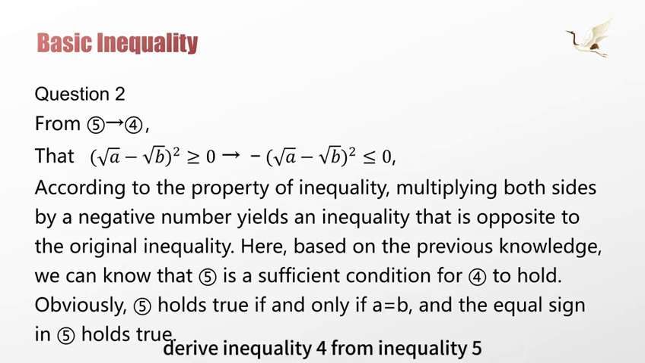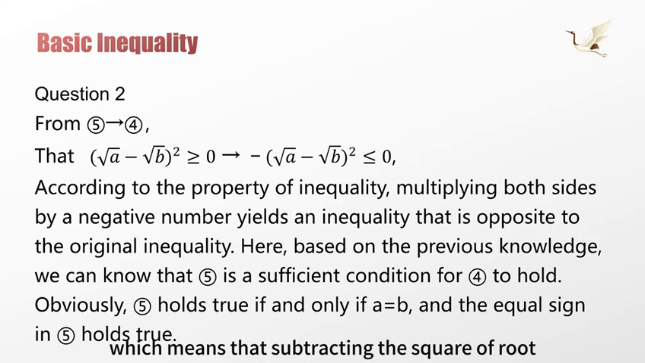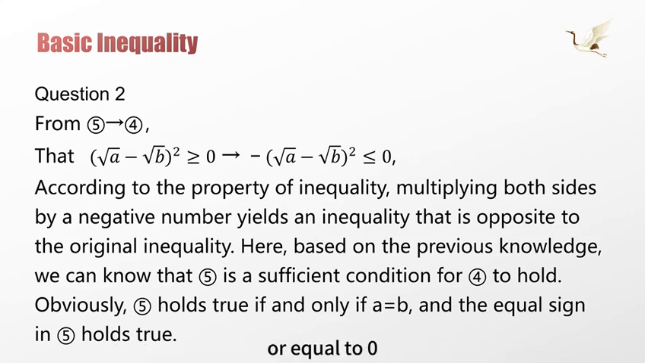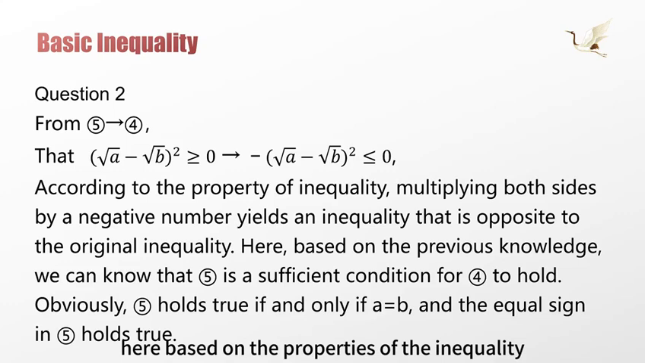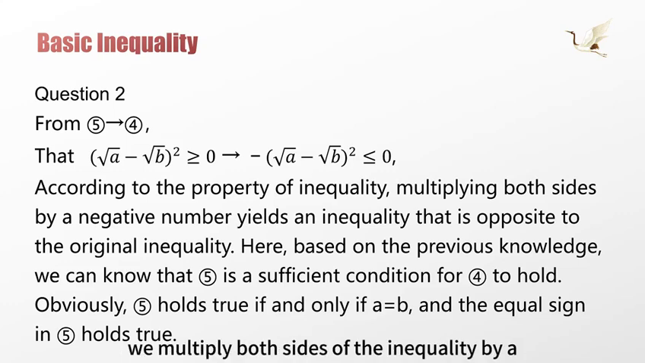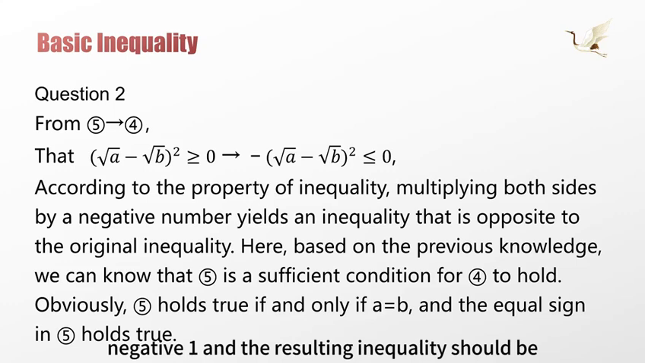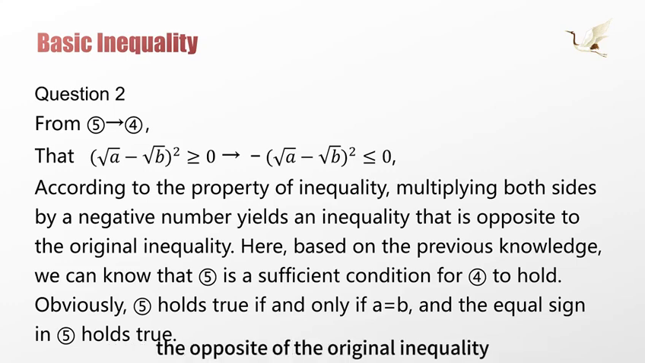Derive inequality 4 from inequality 5, which means that the square of (root a minus root b) is greater than or equal to 0, and the negative square of (root a minus root b) is less than or equal to 0. Here, based on the properties of the inequality, we multiply both sides of the inequality by negative 1, and the resulting inequality should be the opposite of the original inequality. Based on our previous knowledge of necessary and sufficient conditions, we can also know that inequality 5 is a sufficient condition for inequality 4 to hold. Obviously, inequality 5 holds, and the equal sign in inequality 5 can be obtained only when a equals b.